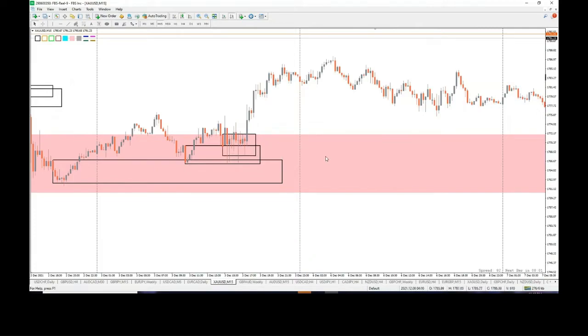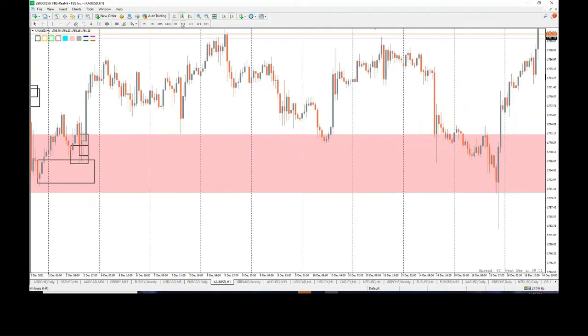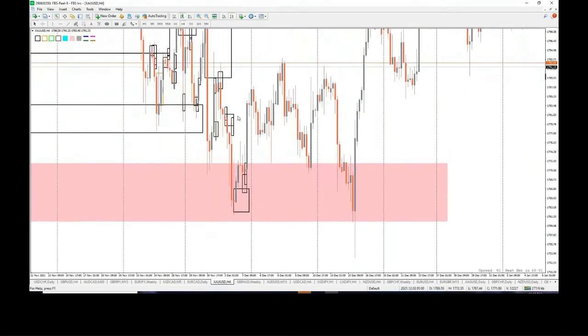Nice. Even though it wicks below it, it never closes below it. So you just hold your position. So this is an H4 setup. Our first TP is, wow, a long way up.